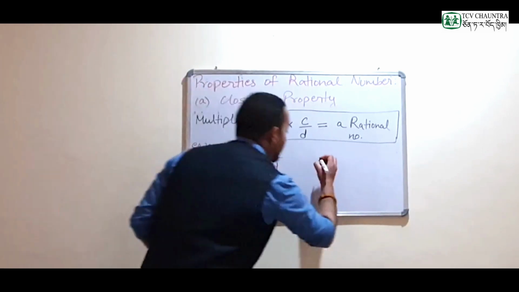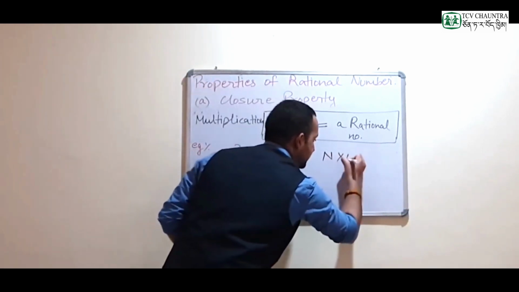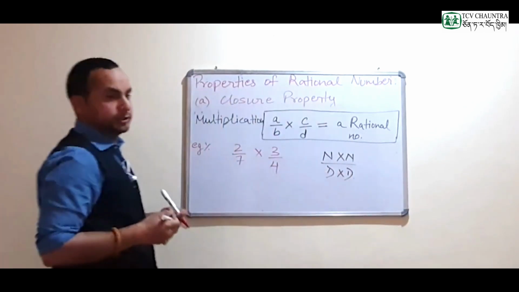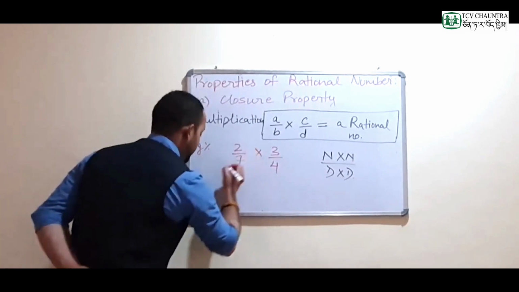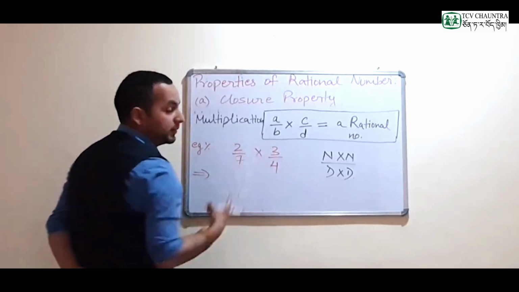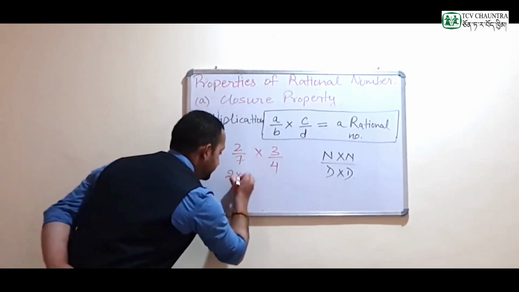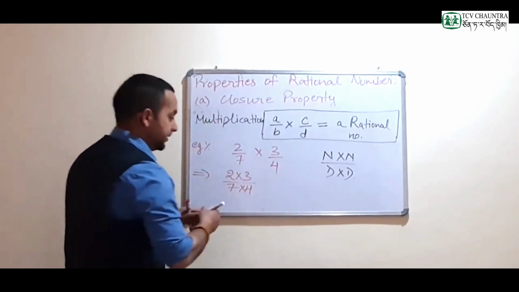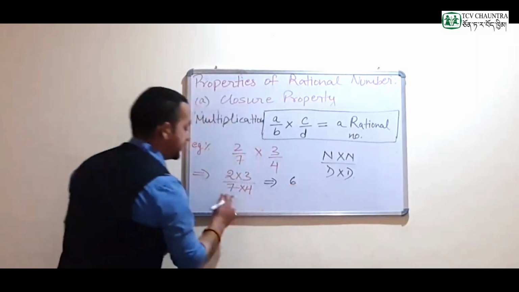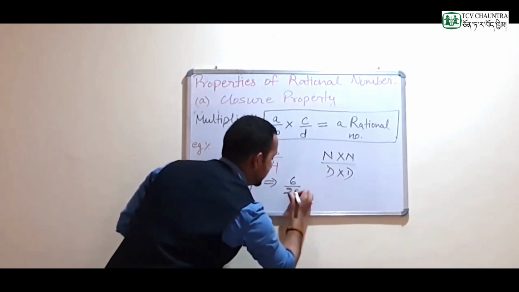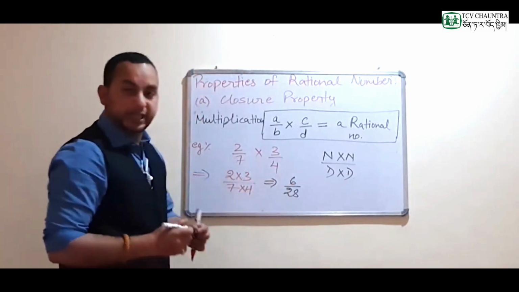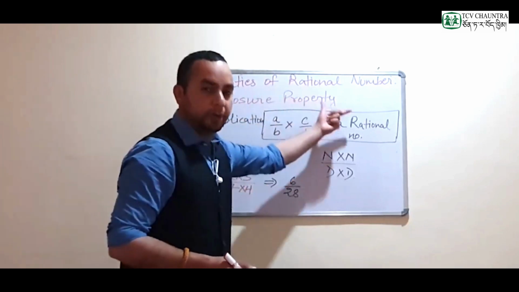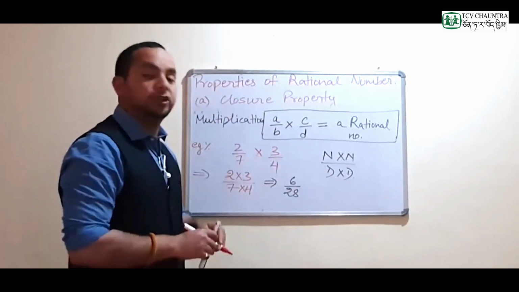Now we are using a formula over here, that is the numerator is always multiplied with the numerator and the denominator is always multiplied with the denominator. So 2 multiply 3 and 7 multiply 4. So 2 3s are 6 and 7 4s are 28. Again 6 upon 28 is a rational number, which means closure property is again applicable for multiplication also.